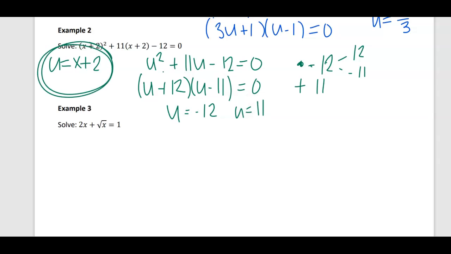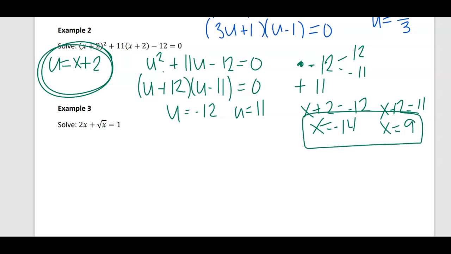But remember what u is. That's x plus 2. So x plus 2 equals negative 12. x is negative 14. x plus 2 equals 11. x equals 9. And those are both real solutions. So that should be my answer.